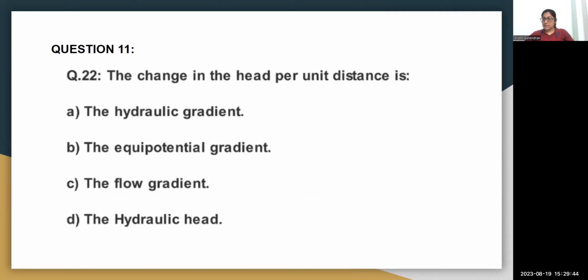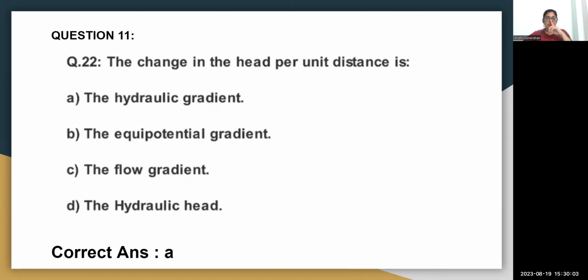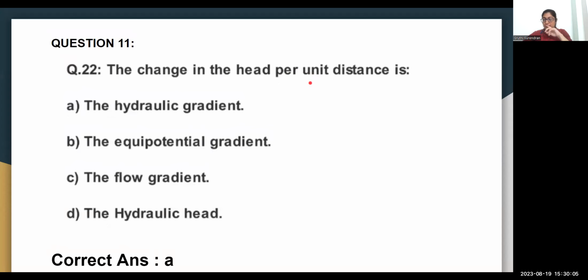Now the next question is, the change in the head per unit distance is given by what? Is it the hydraulic gradient, equipotential gradient, flow gradient, or the hydraulic head? You're right. The answer is hydraulic gradient. Same as the explanation that I gave on this earlier.